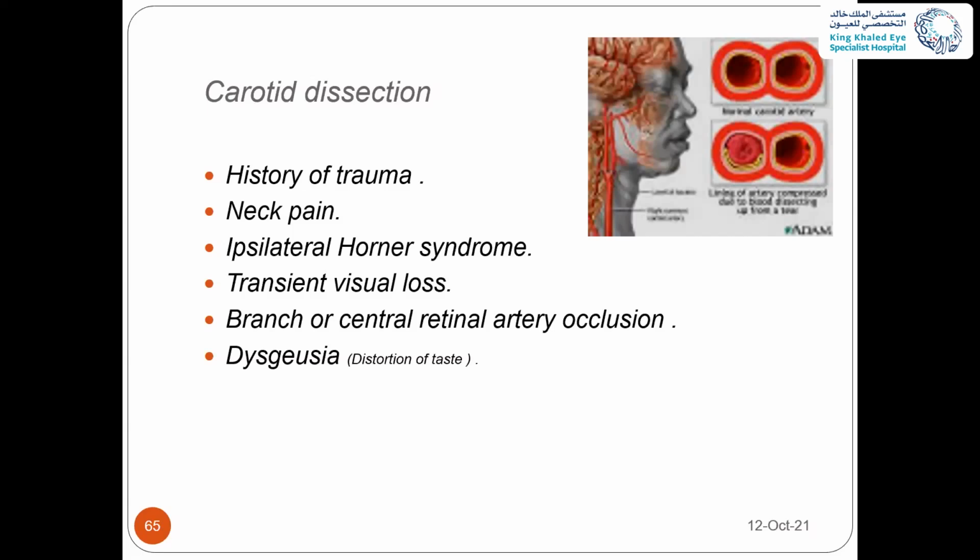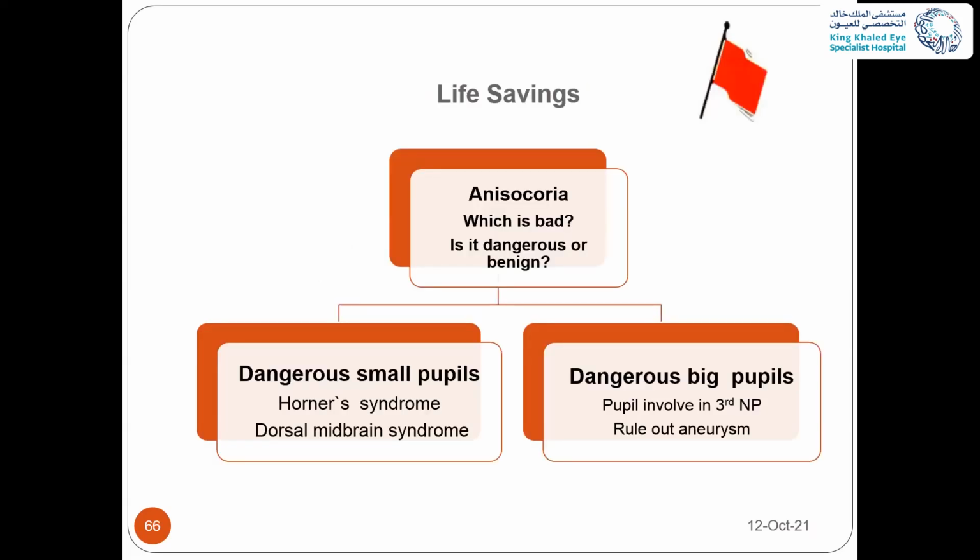History of trauma, neck pain, isolated Horner syndrome, transient visual loss, branch or central retinal artery occlusion, distortion of taste, all these are symptoms of carotid dissection. So anisocoria is sometimes life-saving: which is bad and dangerous, and which is benign when we have anisocoria.